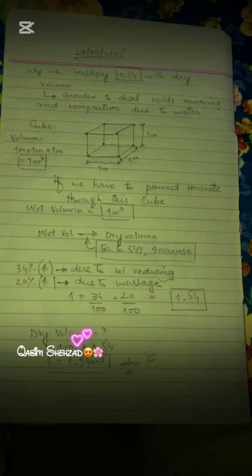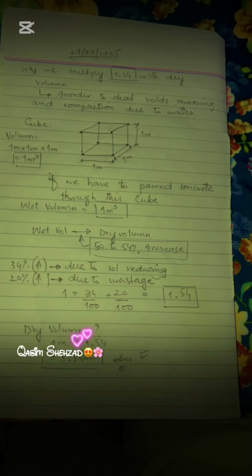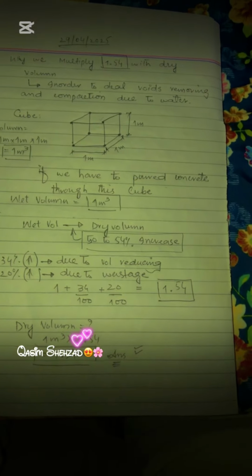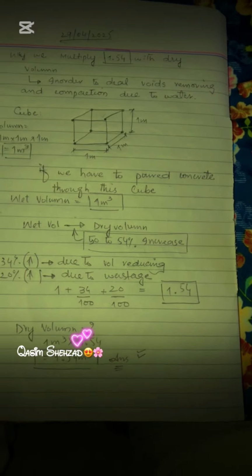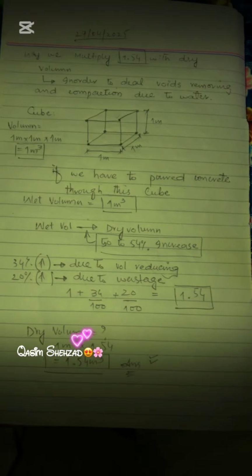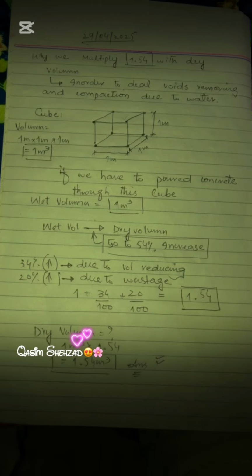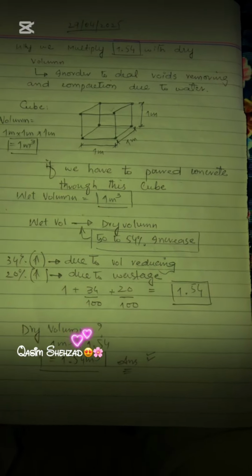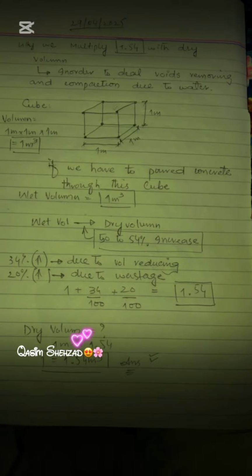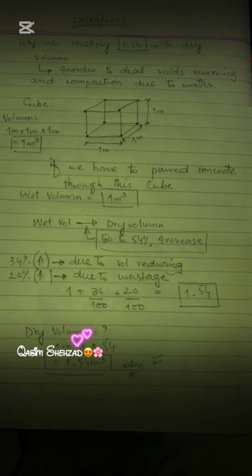Today our topic is: if someone gives you a specific volume, a specific object, and you have to pour concrete through it, how much concrete is required for that and what is the procedure? As you know, we should multiply the dry volume with 1.54. So why should we multiply our dry volume with 1.54? In today's lecture we have to discuss that.